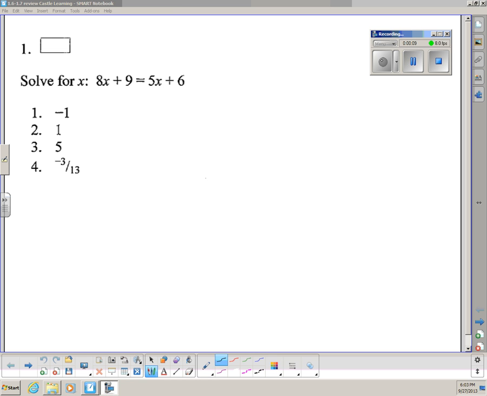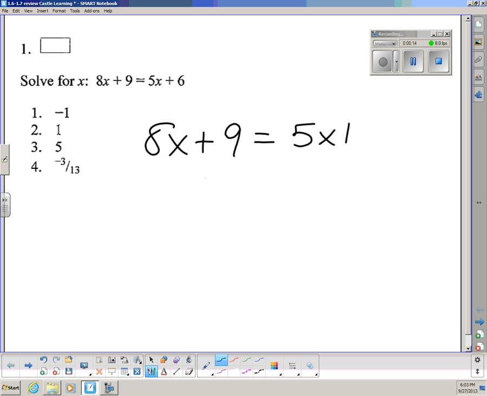All right, so number one, solve for x. We have 8x plus 9 equals 5x plus 6. This is a pretty easy question, so I'm going to go pretty fast through it. We want to get x's to one side, numbers on the other. There are several ways you can do this.